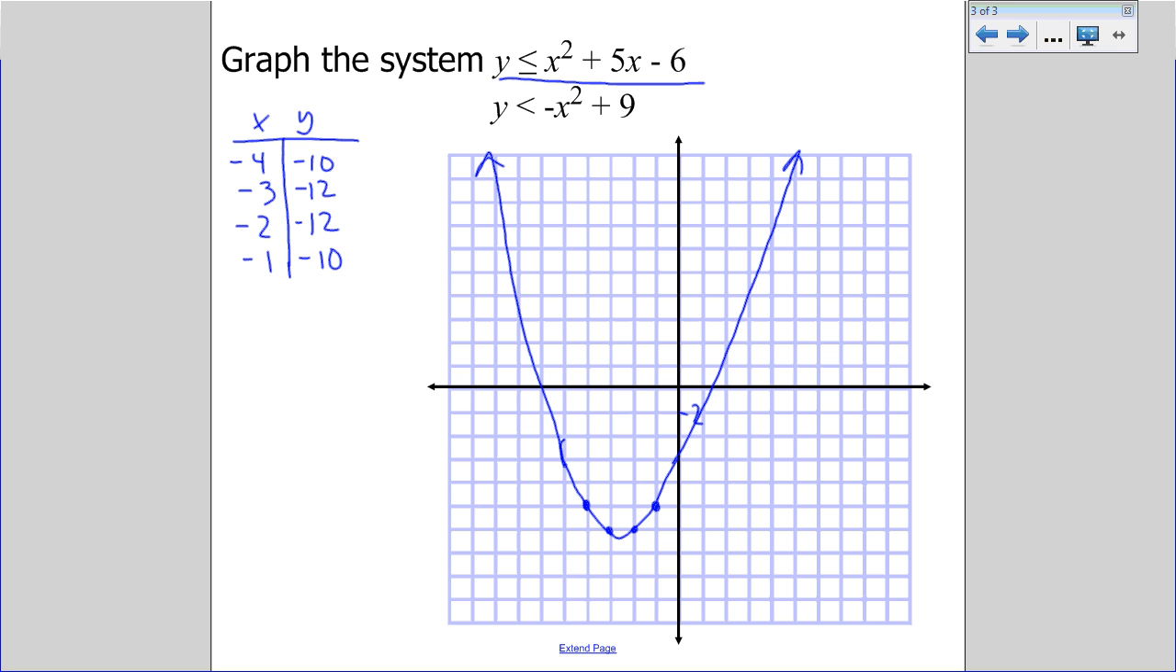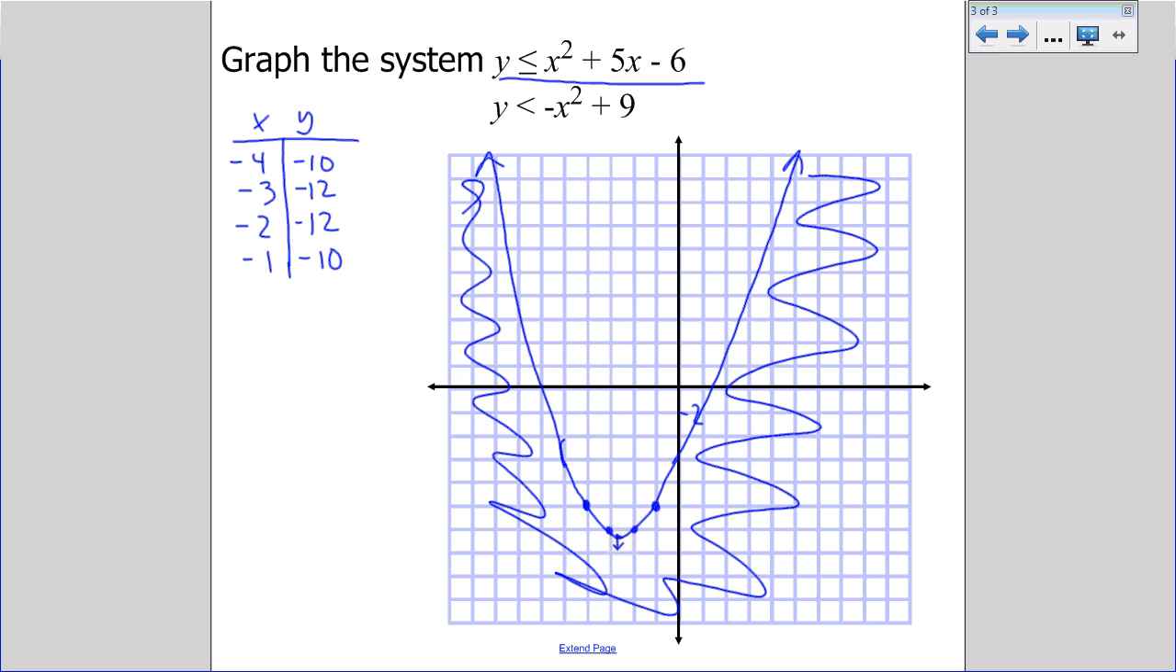For that graph, now I told you guys to do your shading. Here's where the middle of my parabola is at. I need to be less than that, so I'm going to go down from that point. When I go down, am I inside the parabola or am I outside the parabola? Outside. So that means this time my shading is all on the outside.